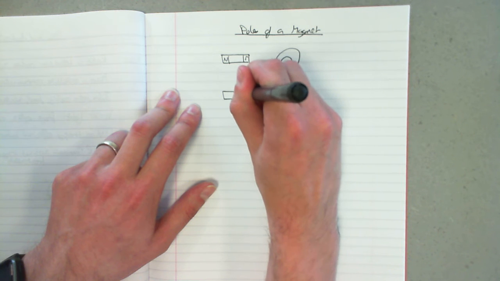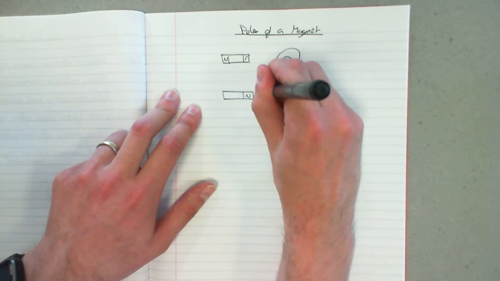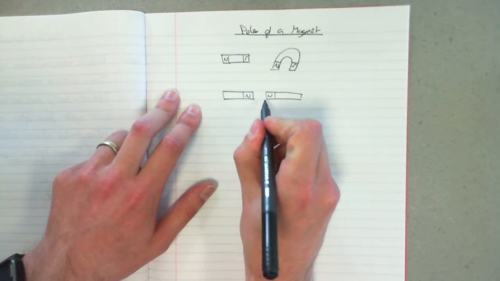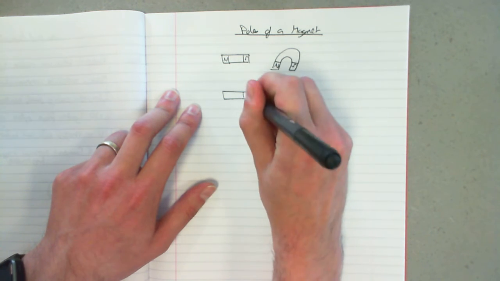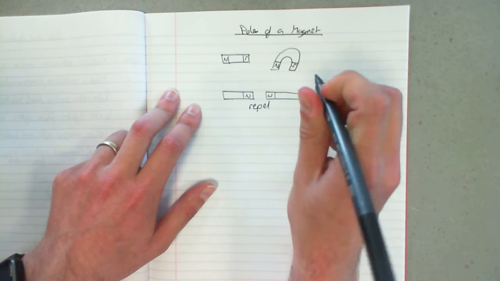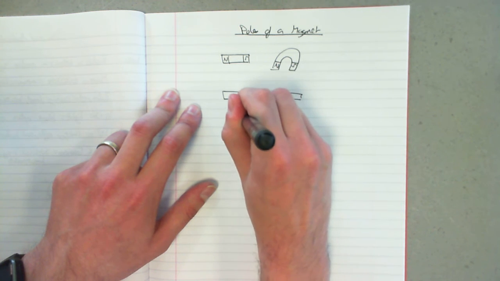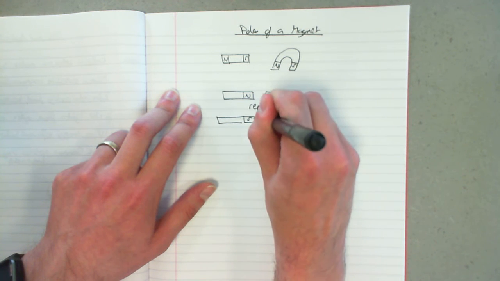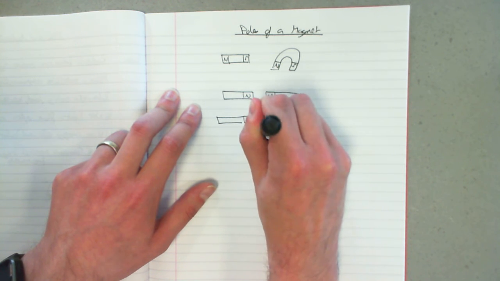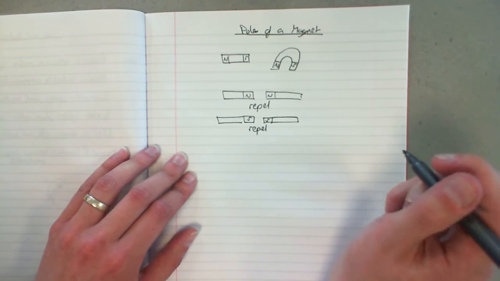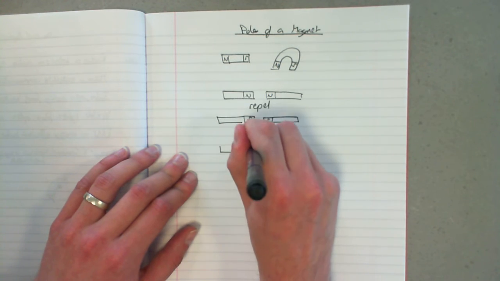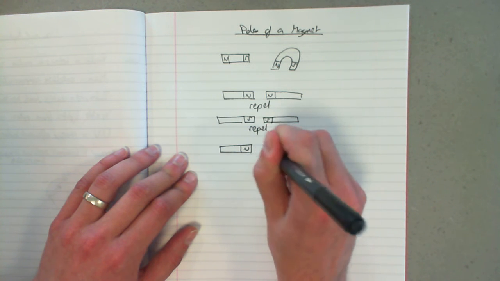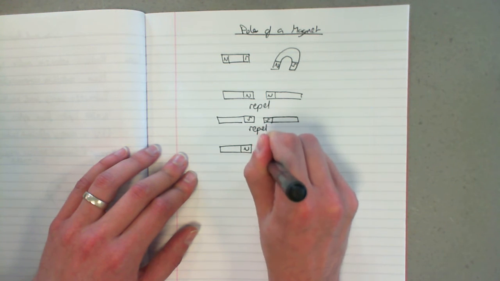If we bring poles close together, we get forces due to the interaction. If you've got like poles, which means the same, they repel. Likewise, if we bring a south pole and a south pole together, they will repel. If we bring opposite poles together, so a north pole and a south pole, they will attract.